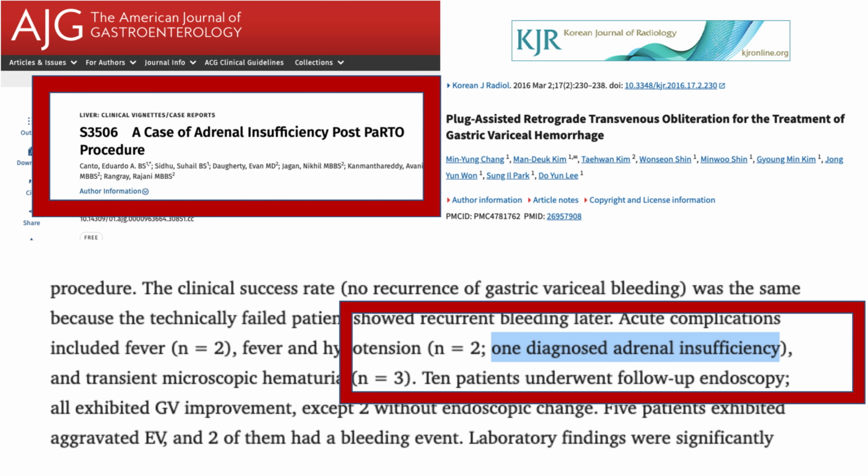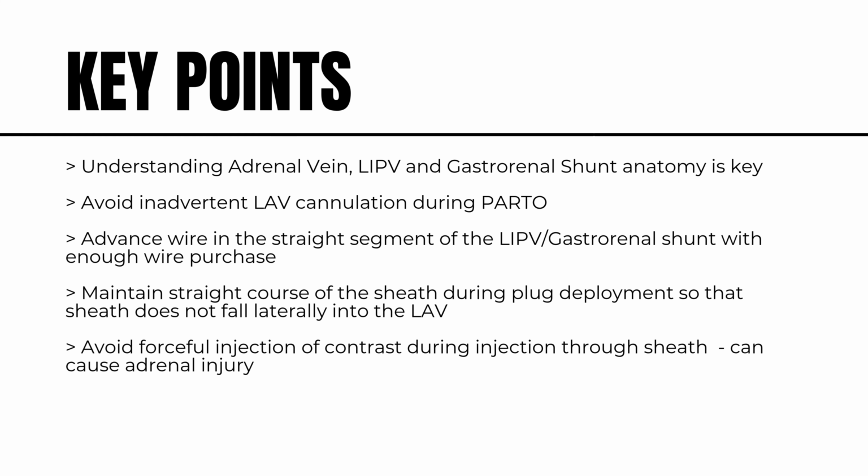So, just a couple of papers. There was a case report published again in the American Journal of Gastroenterology showing that adrenal insufficiency was documented post-PARTO, but this was on a long-term follow-up, and one odd case of long-term adrenal insufficiency was documented by the Korean group as well. So the key point in this is that understanding the adrenal vein anatomy as well as the relationship of the left inferior phrenic vein and its resultant formation of the gastrorenal shunt is key.